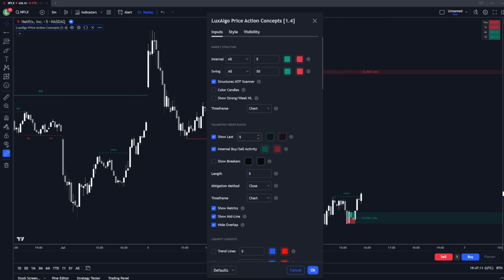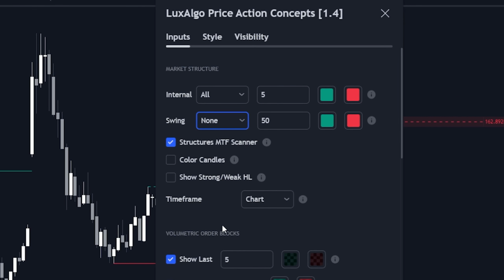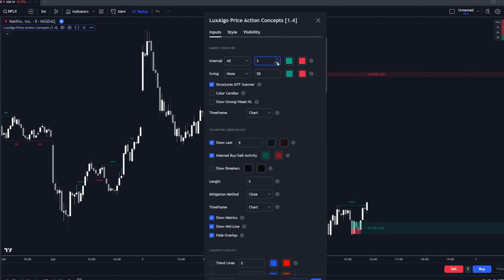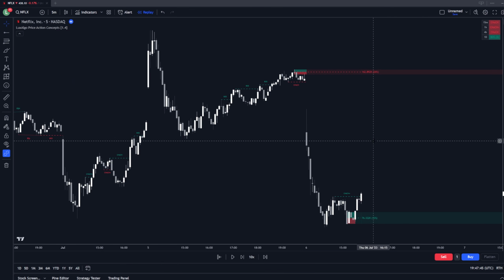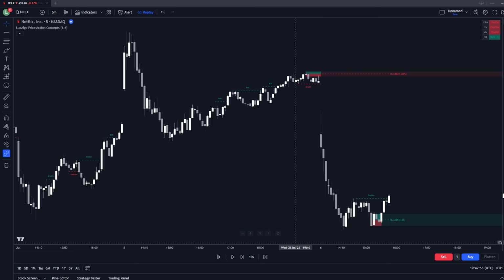So we're going into the settings and we are first going to be disabling the swing market structure. The reason for this is that we're going to simplify the market structure that we're going to be analyzing, and the internal is the primary one that people use for their analysis of the market structure on their chart. We're also going to be lowering the setting down to 3 from the default of 5. And the reason for that is to get a lot more reactive and actionable break of structure and change of character labels, as we are going to be looking at the near-term market structure.